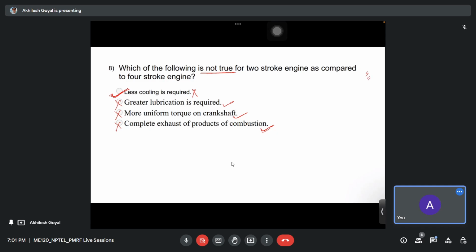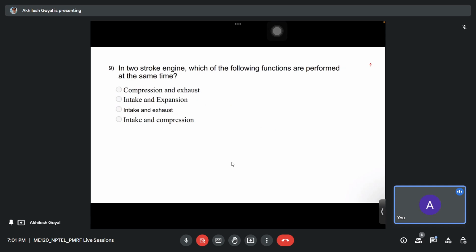The next question here is: in a two stroke engine which of the following functions are performed at the same time? In the case of a two stroke engine all the four things, intake, compression, expansion and exhaust, take place in the two strokes of the piston. So it is being asked which of the functions take place at the same time in the two-stroke engine.